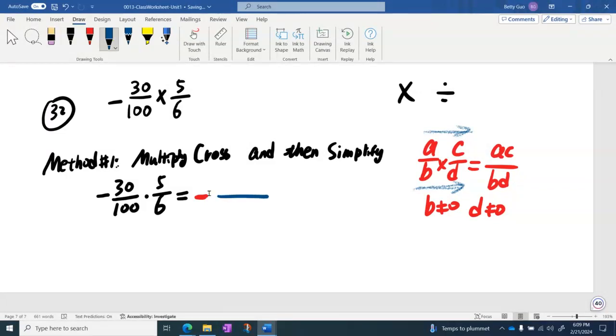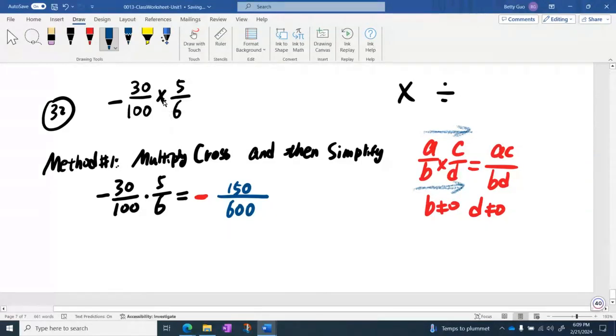Numerator times numerator. So basically we have a rule here. When it comes to the multiplication of fractions, the numerator of a product is the product of the numerators. The denominator of a product is the product of the denominators. So basically it means top times top is the new top, the top of the result. 30 times 5, we have 150. And the bottom times bottom will give us the bottom of the product. 100 times 6 gives us 600.